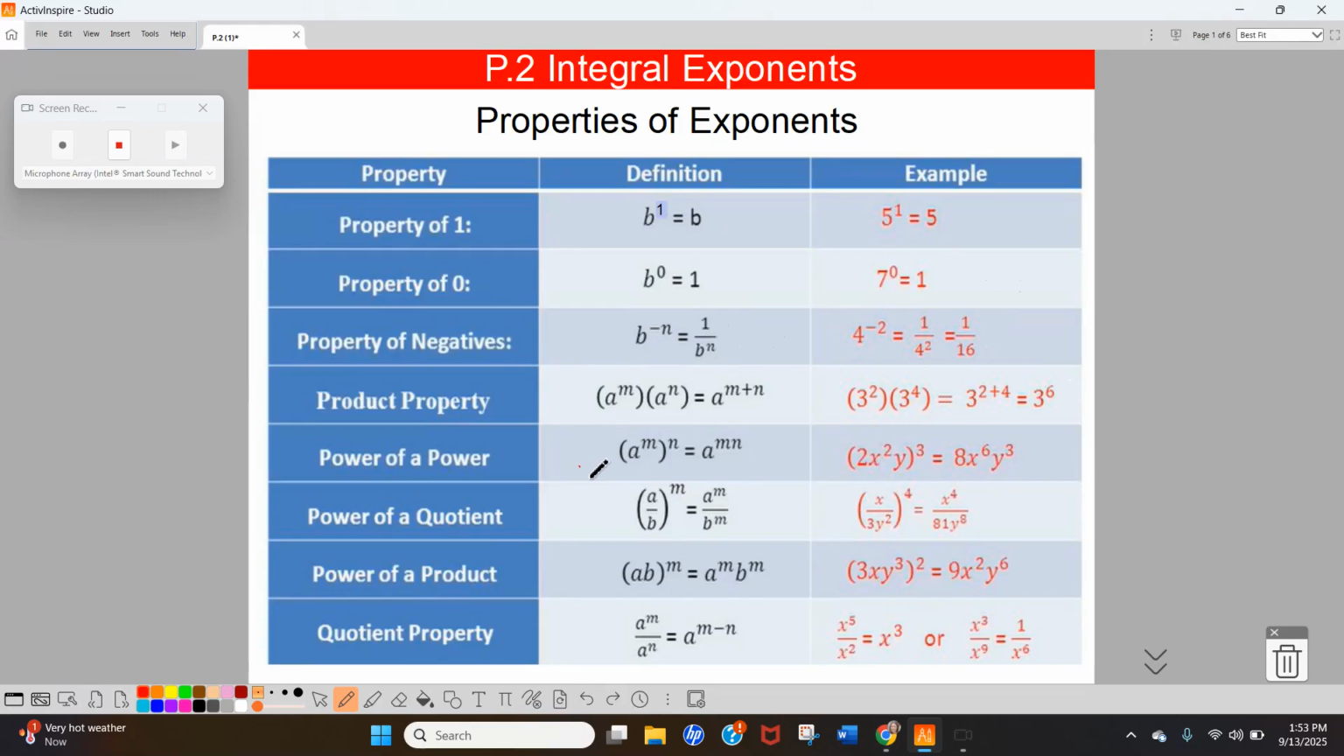If you have a power raised to a power, you multiply. So if you look at this example, 2 will be raised to the third. That gives you 8. X squared raised to the third, 2 times 3 gives us 6. And y to the first raised to the third gives us y to the third.